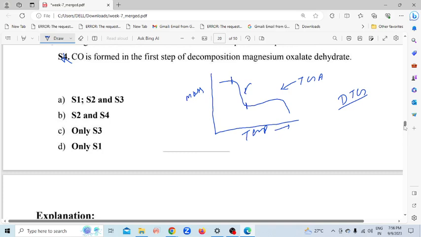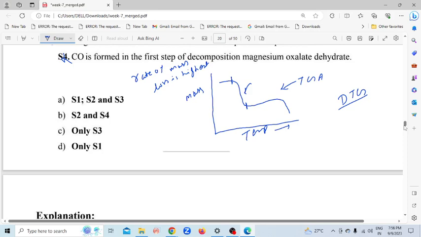Sorry, just a minute. Okay, so I want to find out where the rate of mass loss is highest. What am I going to find out? The rate of mass loss is highest.